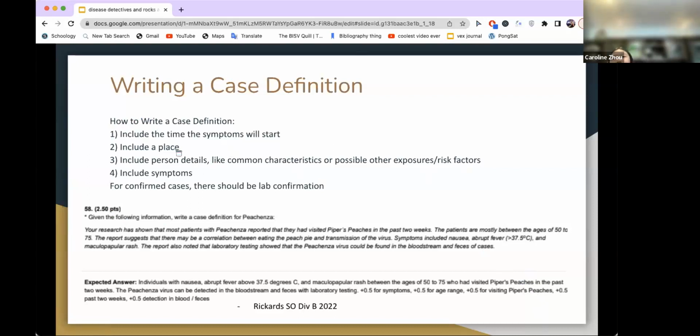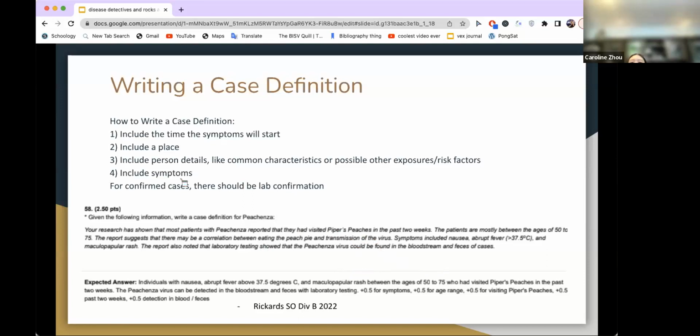So first, include the time the symptoms will start. The problem said that they visited Piper's Peaches in the past 2 weeks. So you would include that, the past 2 weeks. Include the place. The problem said that most patients with this disease had visited Piper's Peaches. So Piper's Peaches would be the place.